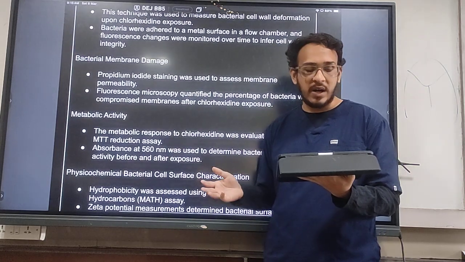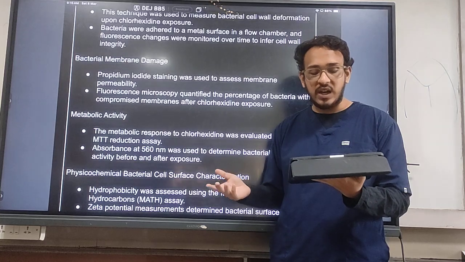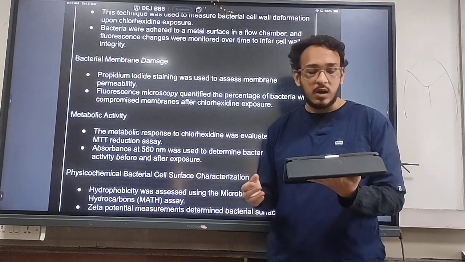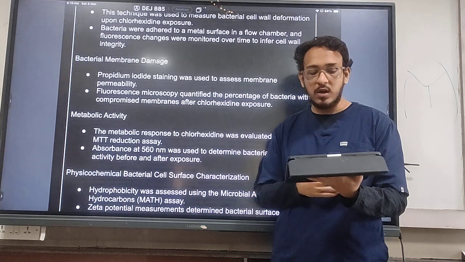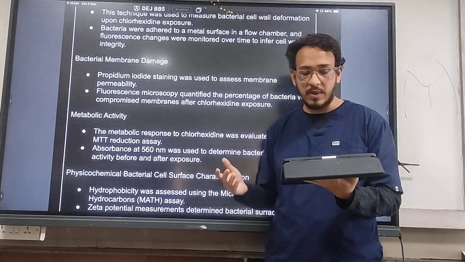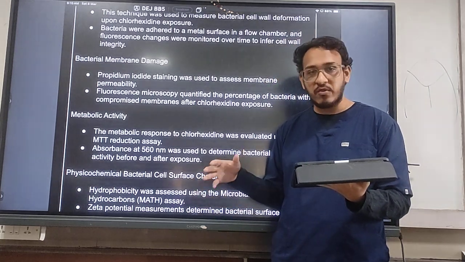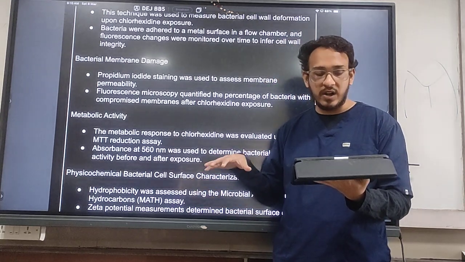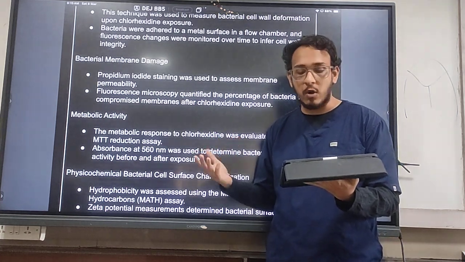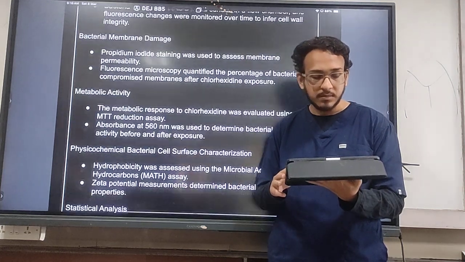The bacterial membrane damage was also assessed. So propidium iodide staining was used to assess the membrane permeability. Fluorescent microscopy quantified the percentage of bacteria with compromised membranes after chlorhexidine exposure. So after the exposure of chlorhexidine, they quantified how many bacteria have compromised bacterial membrane using the fluorescent microscopy.